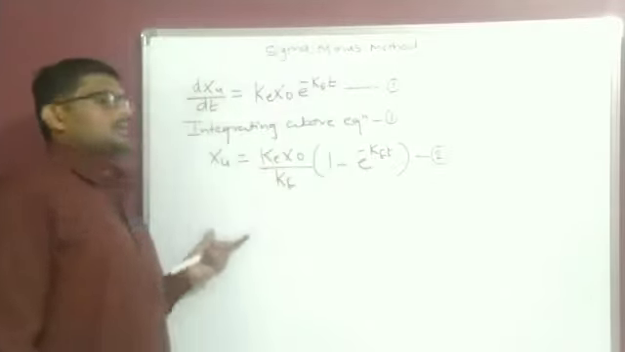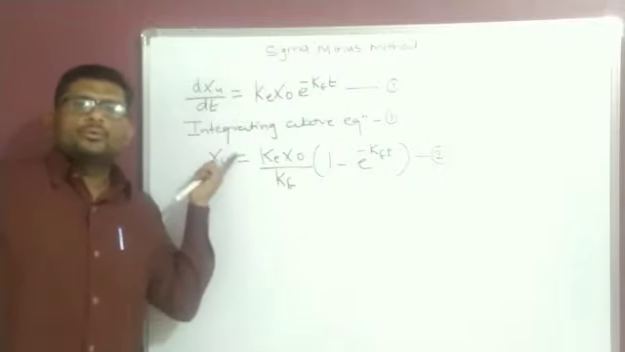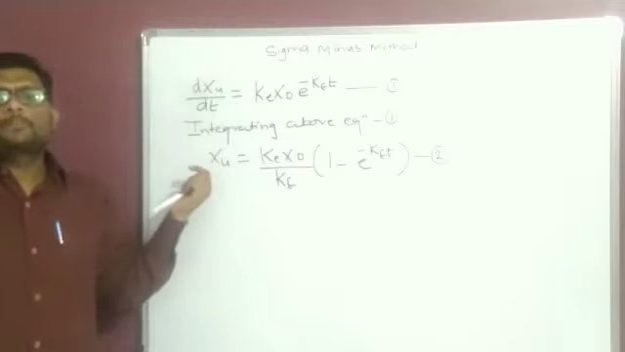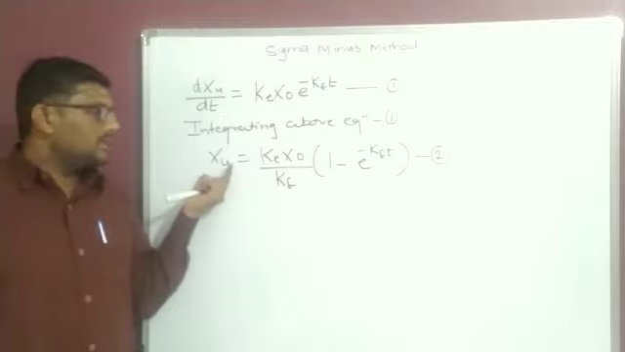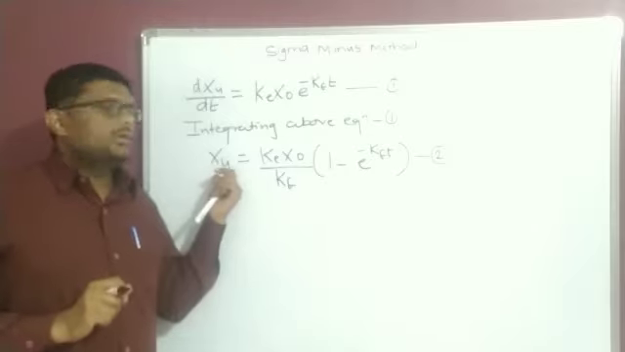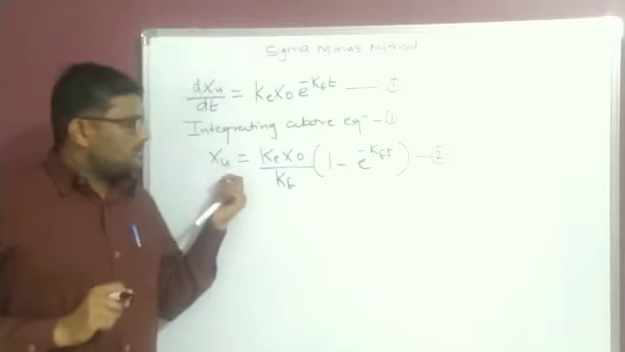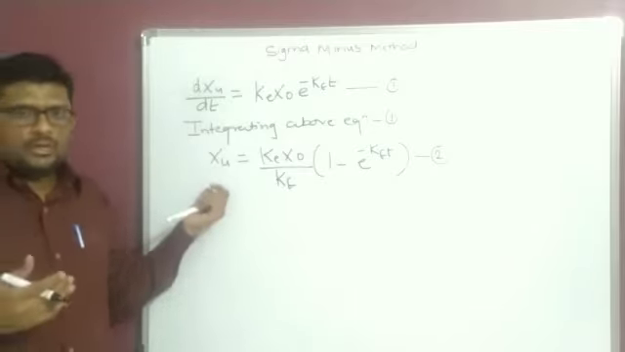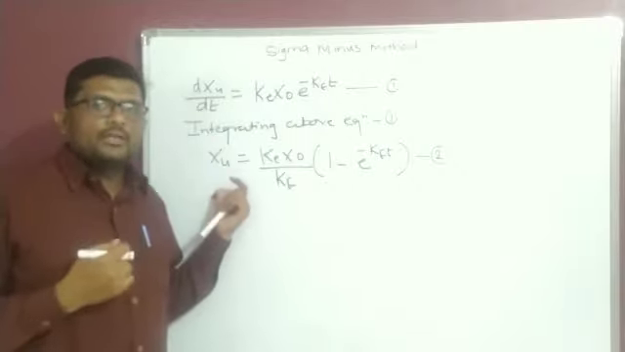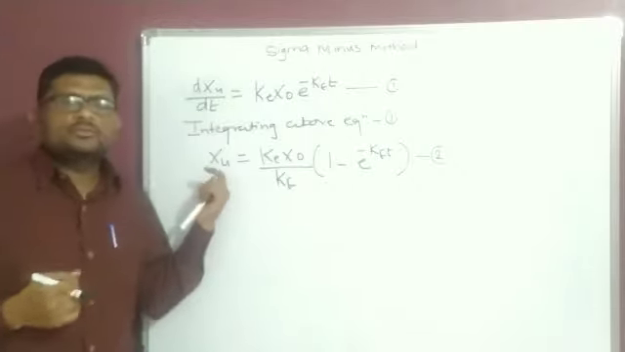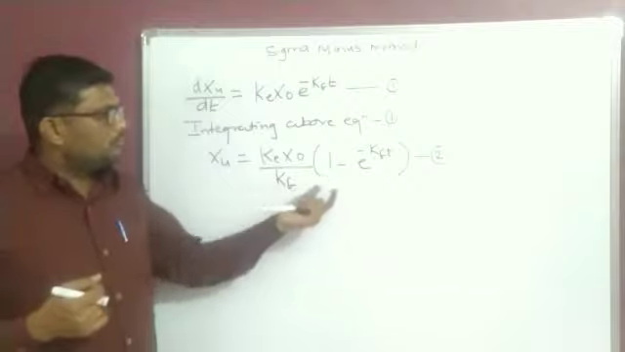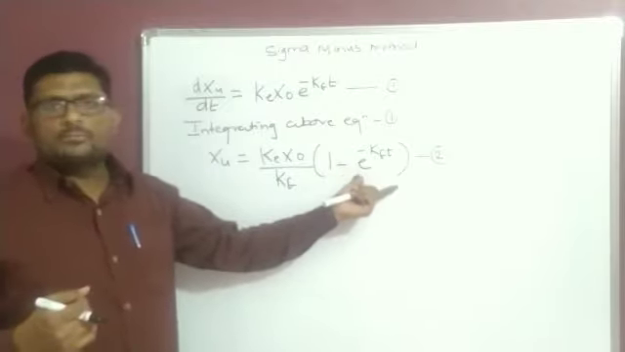Consider this equation 2. Now, Xu is the cumulative amount of drug excreted unchanged in the urine at time t. As the time increases, it approaches infinity, for example after 6 to 7 half lives. After 6 to 7 half lives, the value of e raised to power minus ke t becomes 0.